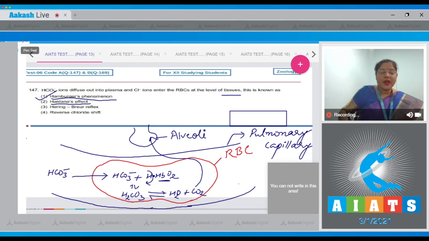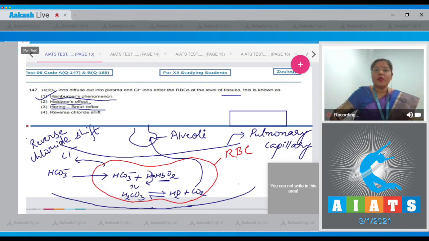As bicarbonate ions are entering into RBCs at alveolar level, again to balance the negative charge, chloride ions move outside. And this movement of chloride ions at alveolar level is known as reverse chloride shift. Option 3, Herring-Breuer reflex. Herring-Breuer reflex is a protective reflex which prevents overinflation of lungs. The correct answer to this question is option number 1. Let's move on to the next question.